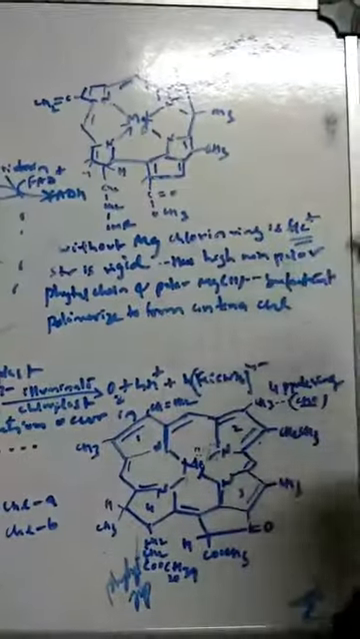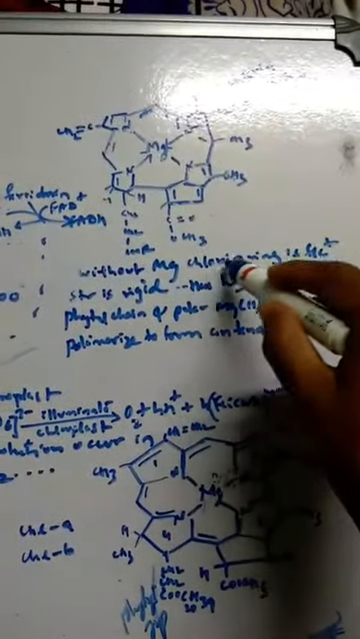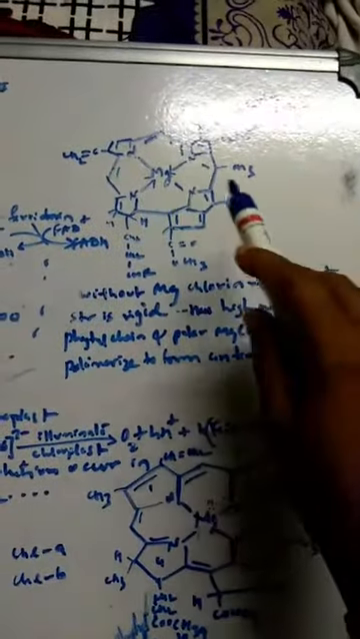Now the second thing, the role of magnesium in this chlorophyll structure, which is very prominent here. Without magnesium, this is called the chlorin ring. Remember it, porphyrin ring, chlorin ring. And it is fluorescent without magnesium. What do you mean by fluorescent?